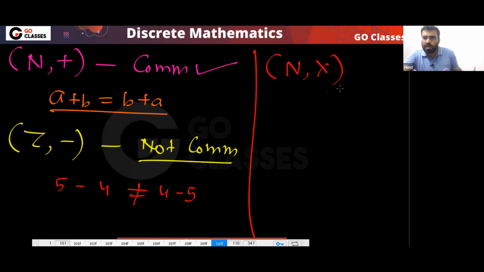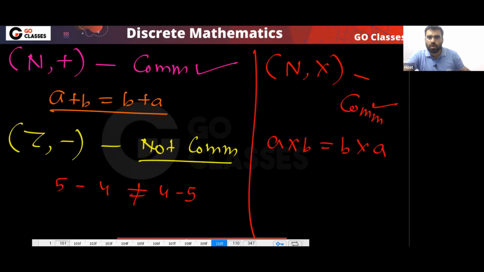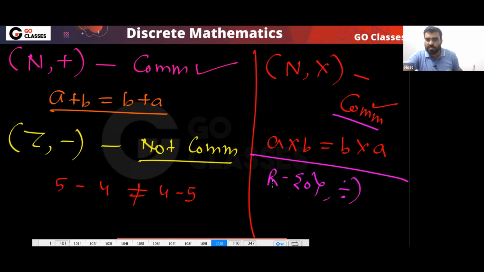The set of natural numbers, comma, multiplication. Yes, this is commutative because A multiplied by B is equal to B multiplied by A. So these are some operations which are commutative and some which are not commutative. For example, the set of real numbers minus 0. Let's remove the 0. Division. Is it commutative? This is not commutative. The set of real numbers minus 0, non-zero real numbers, with the division operation, is not commutative.